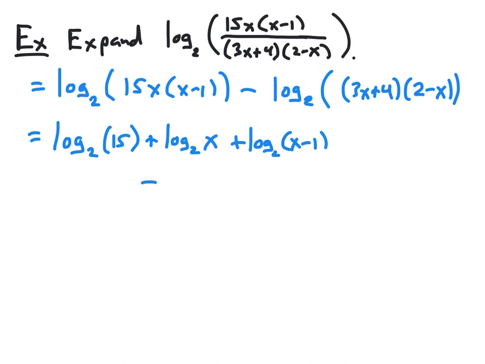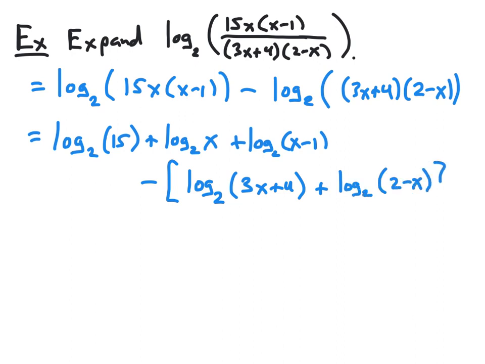Now we're going to subtract log base 2 of 3x plus 4 times 2 minus x. So here we can use the product rule again to rewrite that as the log base 2 of 3x plus 4 plus the log base 2 of 2 minus x. Now notice I put that entire expression in brackets, and the entire expression is being subtracted. That's because we're subtracting this whole term, log base 2 of that product. And so in order to count that correctly, we do need to subtract both of the terms that we get from the product rule.